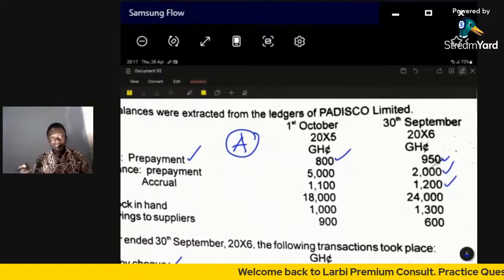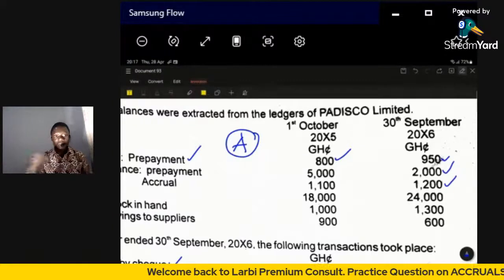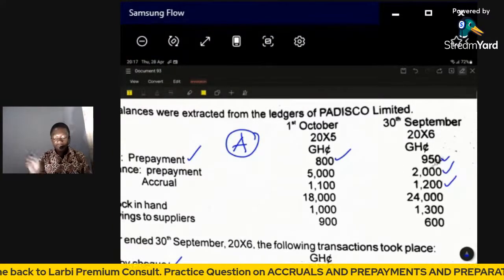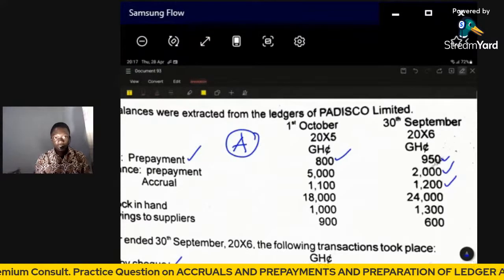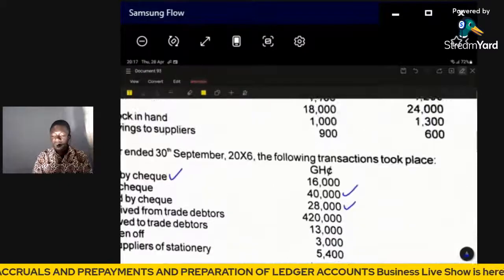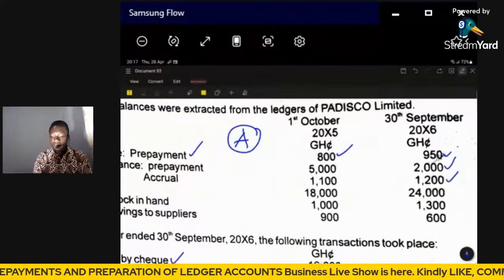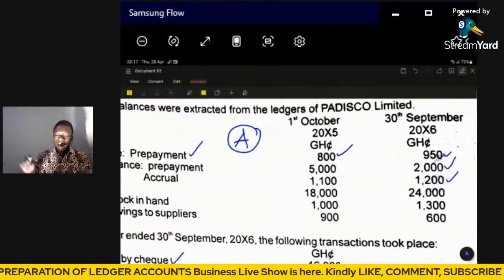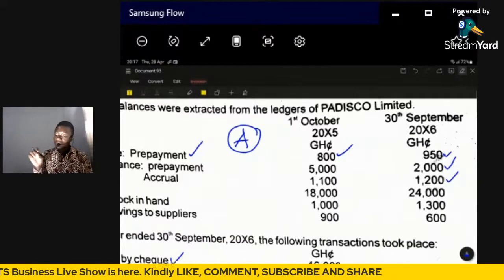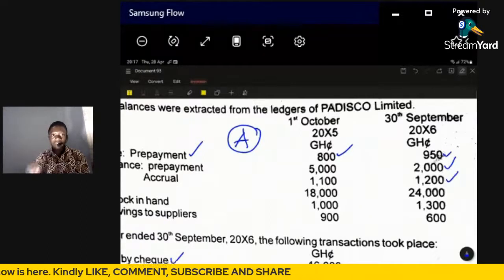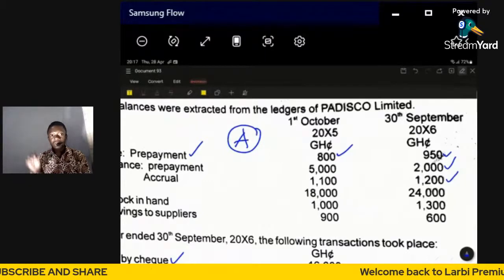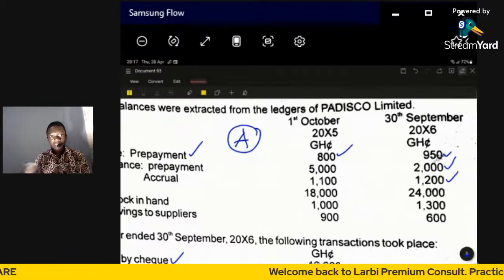So an asset is going to be at the debit side, while a liability is going to be at the credit side of the rent, rate, and insurance account. I believe that is clear. So here we're going to record 2,000 as balance brought down at the debit side of rate and insurance, and then record 1,200 at the credit side of rate and insurance, as a liability that Padisco must settle in the future. I hope that is clear.